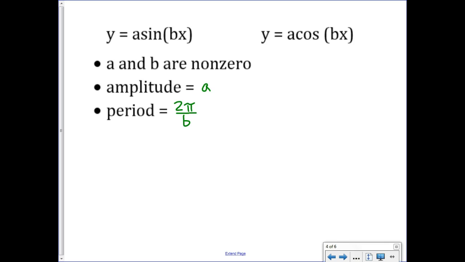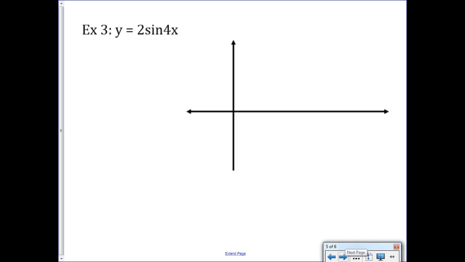All right, so when we are not in that standard parent function, the first two things you want to look for are the amplitude and the period. So amplitude is that number in front, so it's going to be 2. So we know that on our graph we're going to go up to 2 and down to -2. And then the period is 2 pi over the number in front of x. So 2 pi over 4, which reduces to pi over 2.